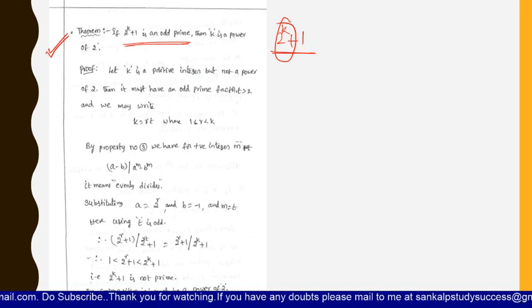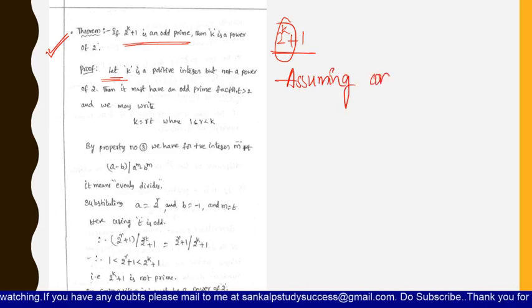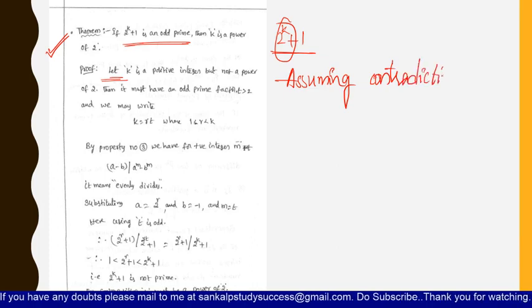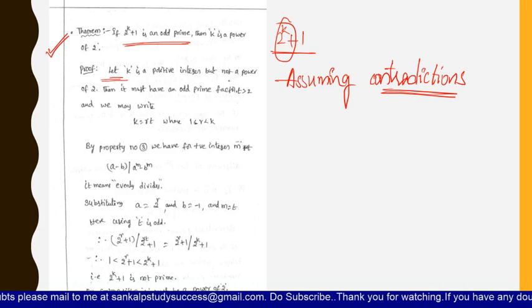That means what we are considering here, we are saying let k be a positive integer. We are considering that k is a positive integer, but it is not a power of 2. That means we are assuming the contradiction of the statement. So by considering the contradiction of the statement, we are proving that k is a power of 2. So we are saying here k is not a power of 2.